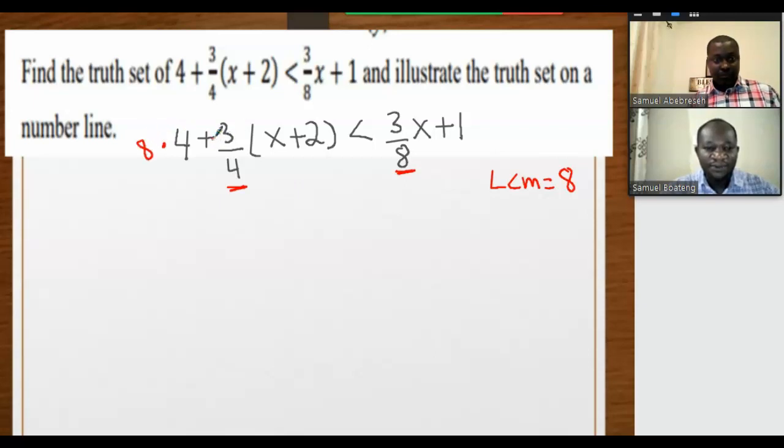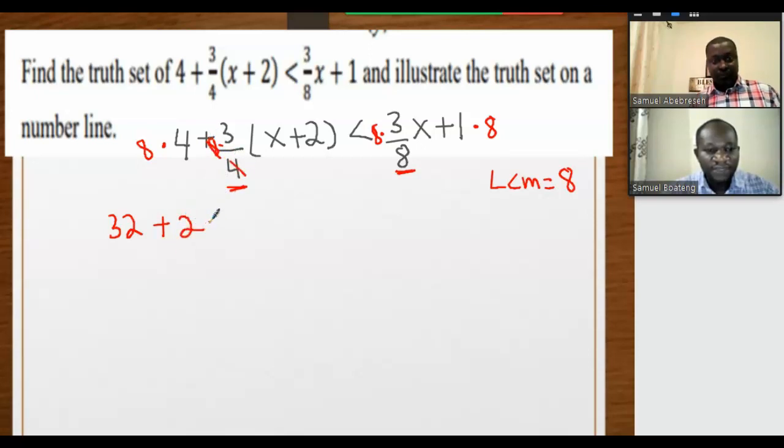So 8 times 4, yes, this one. Then 1, don't forget about the constant. Most of the time, students forget about the constant. So on the left-hand side, 8 times 4 will give you 32 plus 4 will go into 8 2 times.